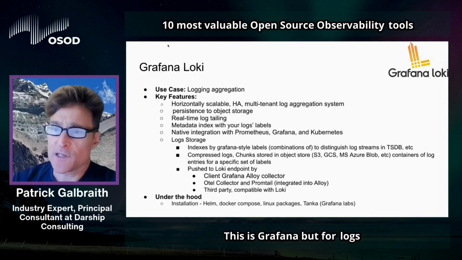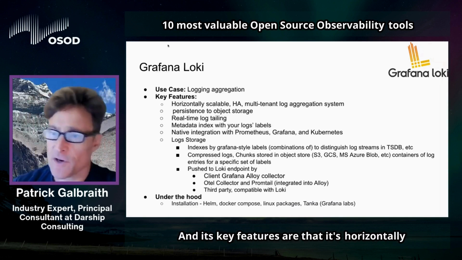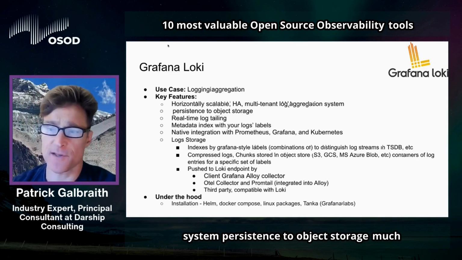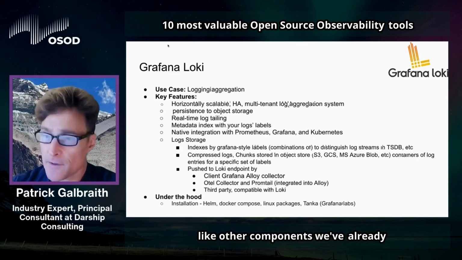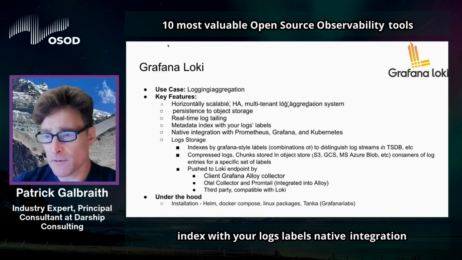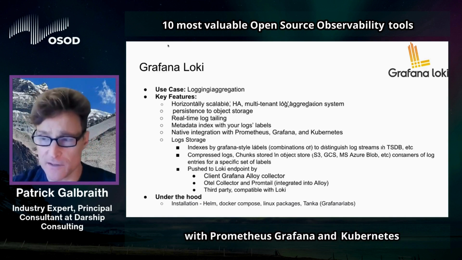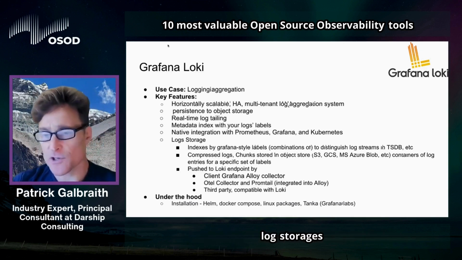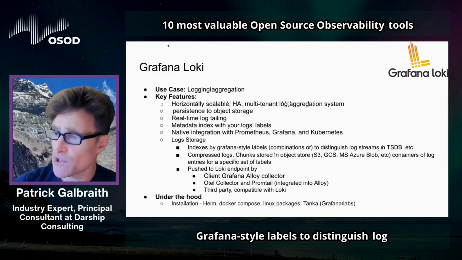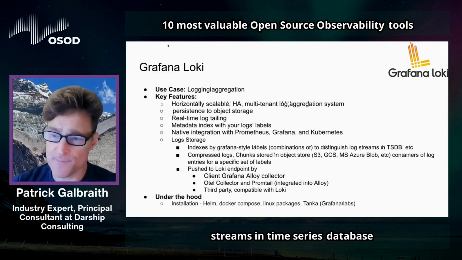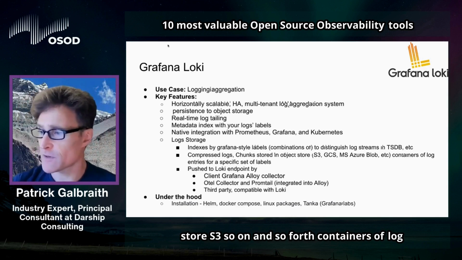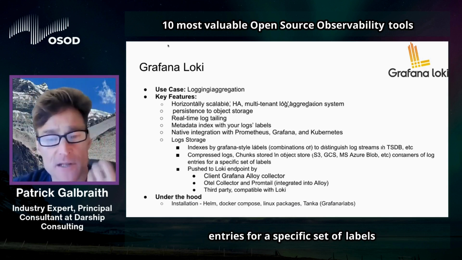Grafana Loki. This is Grafana, but for logs. And its key features are horizontally scalable, HA multi-tenant log aggregation system, persistence to object storage, much like other components we've already discussed, real-time log tailing, metadata index with your logs labels, native integration with Prometheus, Grafana, and Kubernetes, log storage. So the logs are stored by indexes are Grafana style labels to distinguish log streams in time series database. Compressed logs, chunks stored in object store, S3, so on and so forth, containers of log entries for a specific set of labels.